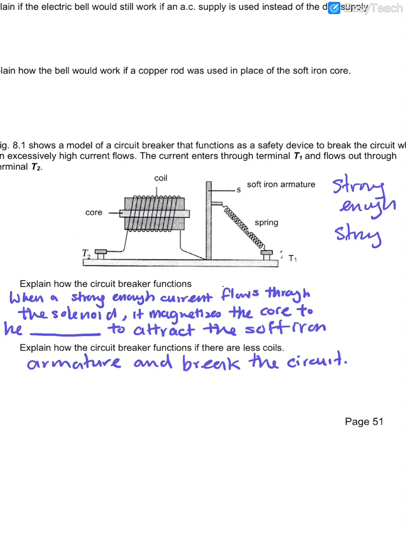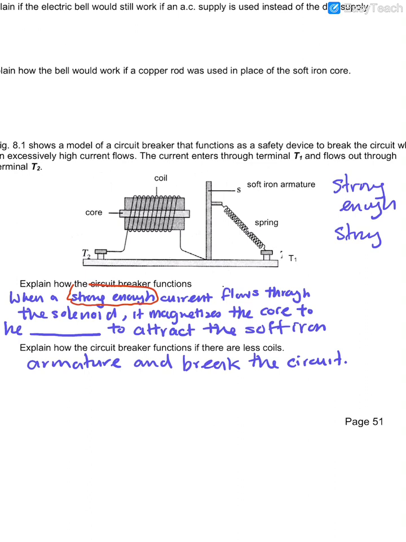Okay, so look at the question. Don't know whether you can phrase everything nicely. Okay, so I'll say again. Answer questions to do with electromagnetism this way. When a strong enough current, keyword strong enough, flows through the solenoid, it magnetizes the core to be something to attract the soft iron armature. Magnetizes the core to be what? Magnetized. It has to be what? A magnet. Under normal situation already there is a magnetic field.